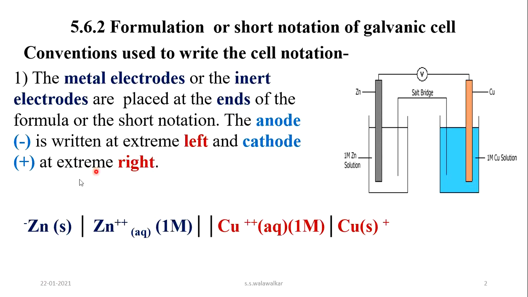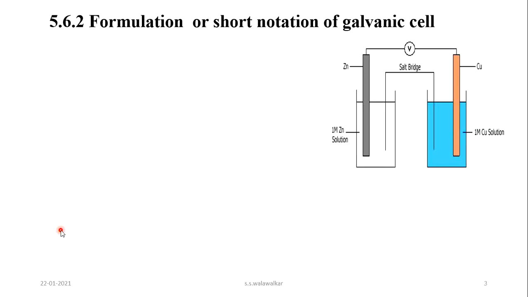So the anode, that is negative electrode, you have to write the sign also. So the anode, that is negative electrode, is written at extreme left hand side, and the cathode, that is here in this galvanic cell, it is copper. So copper at extreme right hand side of the formula. So this is the representation of metal rod or any inert electrode in the formula.